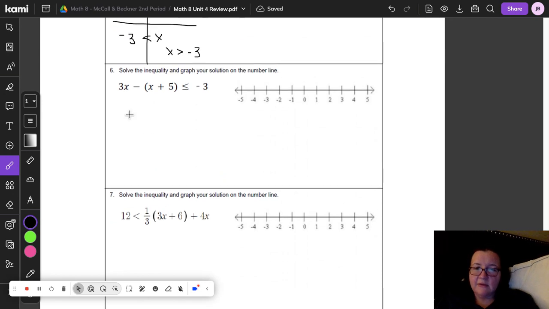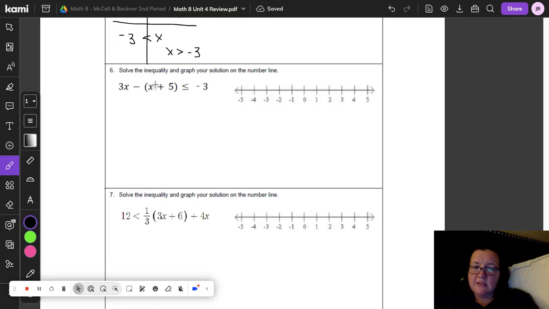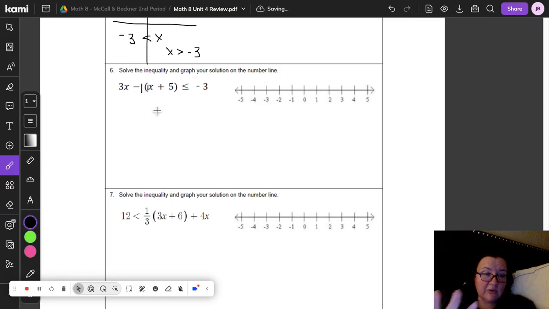We are almost done. Okay, this has a lot of steps. Solve the inequality and graph your solution. So 2 steps here, solving first, then graph. So let's go ahead and look at our inequality. It says 3x minus (x plus 5) is less than or equal to negative 3. We know that there is an invisible 1 after the negative, and we know there is an invisible 1 before the x. Okay, so we're just going to put those in there just to have them.